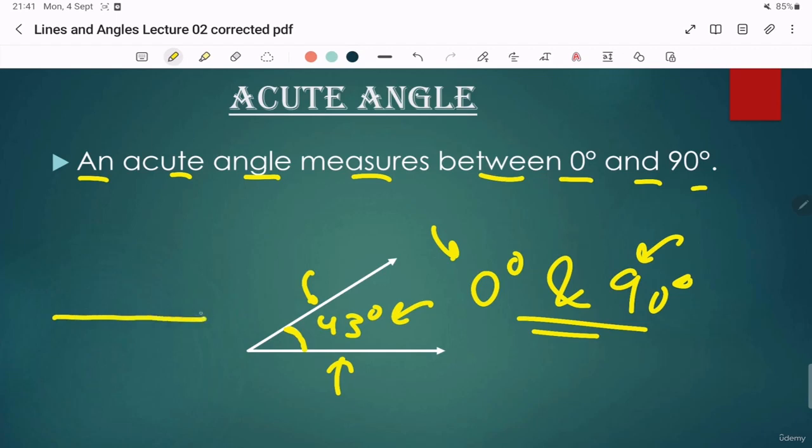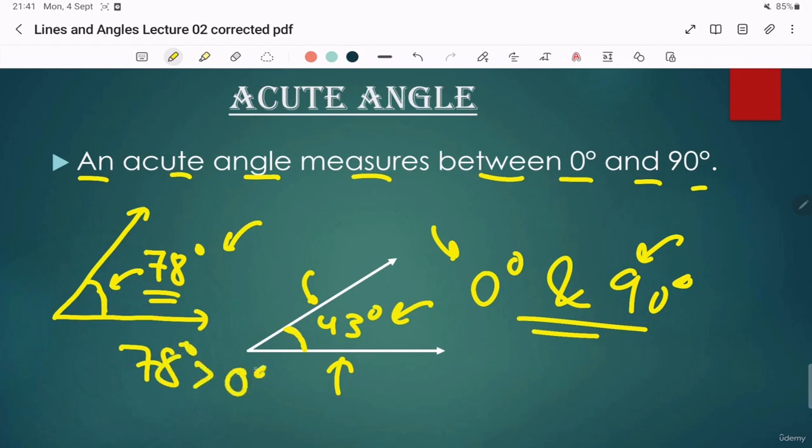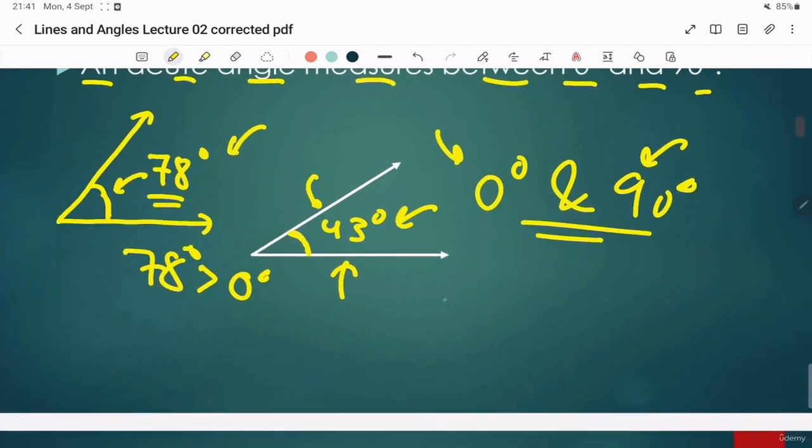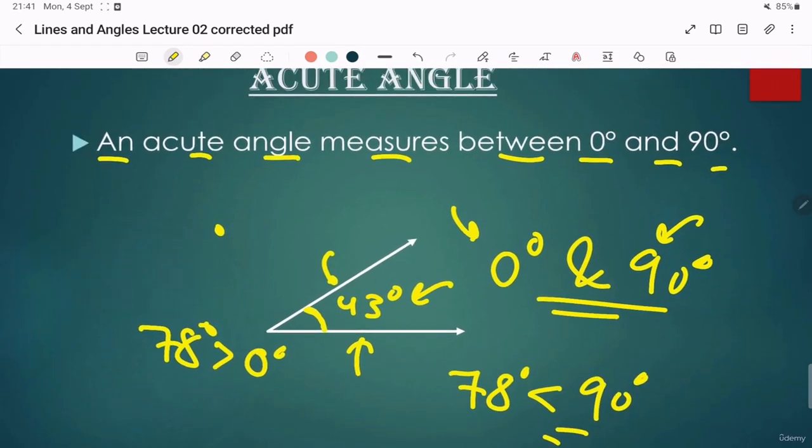Now let's say we have one ray like this and another ray like this. And let's say this angle is 78 degrees. So this is also an acute angle, because 78 degrees is greater than 0 degrees, but 78 degrees is less than 90 degrees. So an acute angle is formed between two rays when the angle is greater than 0 degrees but less than 90 degrees.